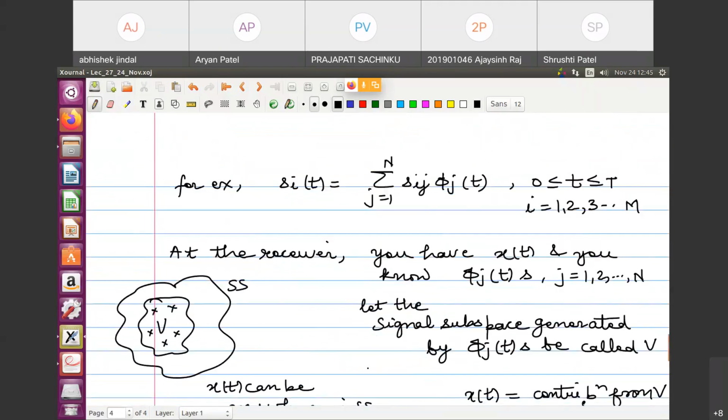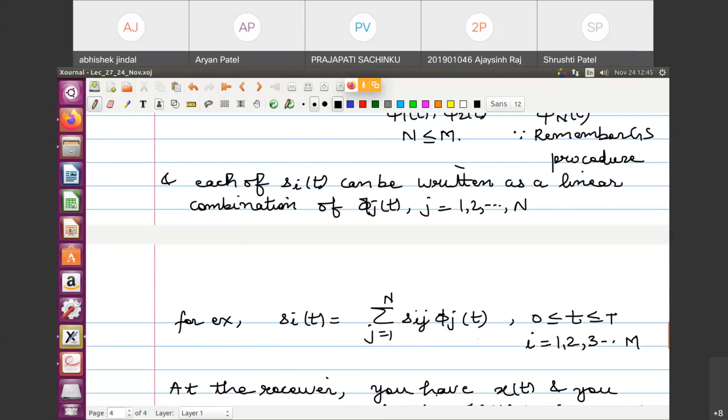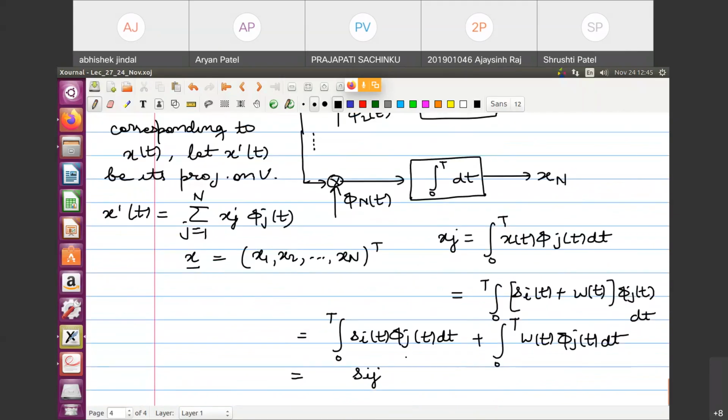I think I have not defined it earlier. I just wrote that this is what it is. Once you go back and read the Gram-Schmidt procedure, you can easily find out that this is the definition of s_ij. And plus, let us write this then as W_j, where W_j is this integral. That is, this is W_j, and this is your x_j. Okay. Now, what is x(t)?